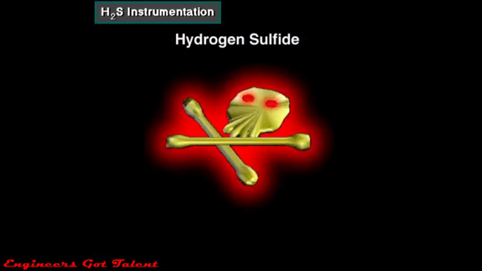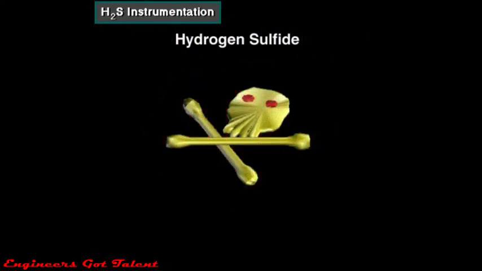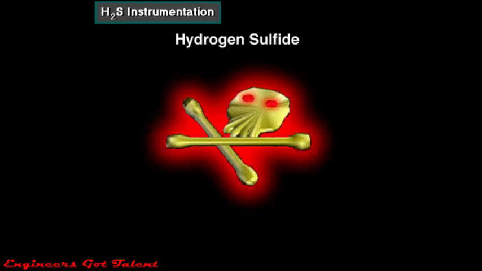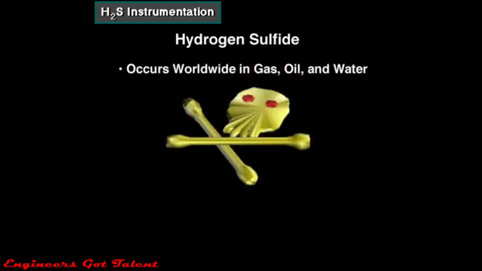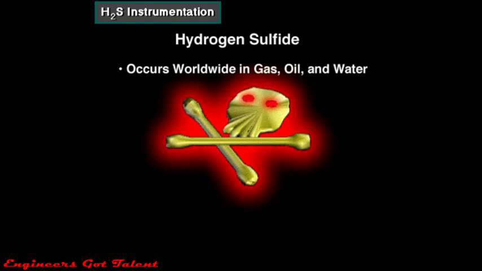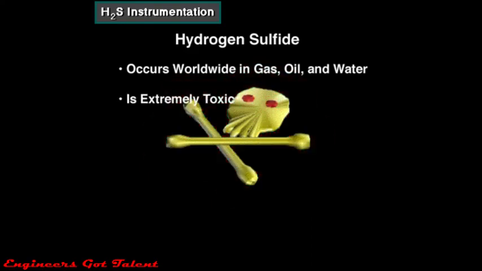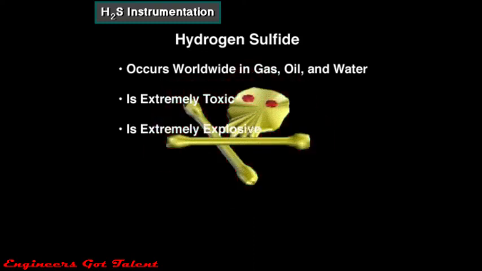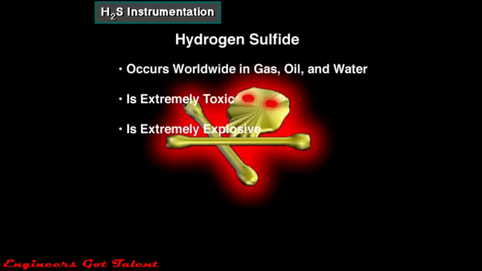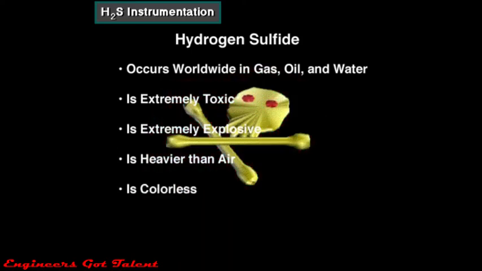Hydrogen sulfide, H2S, or sour gas, is the most poisonous gas encountered in drilling operations. It occurs worldwide in various concentrations associated with gas, oil, and water produced from wells. It is extremely toxic, explosive, and heavier than air. It is also colorless, so you cannot see it.